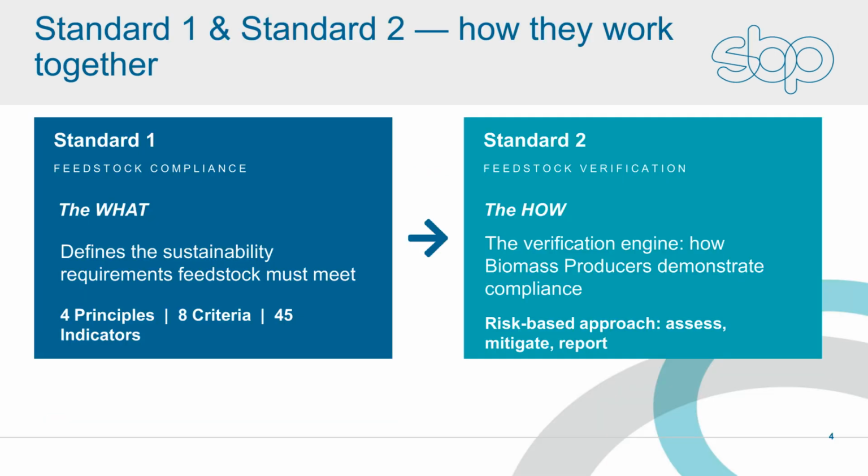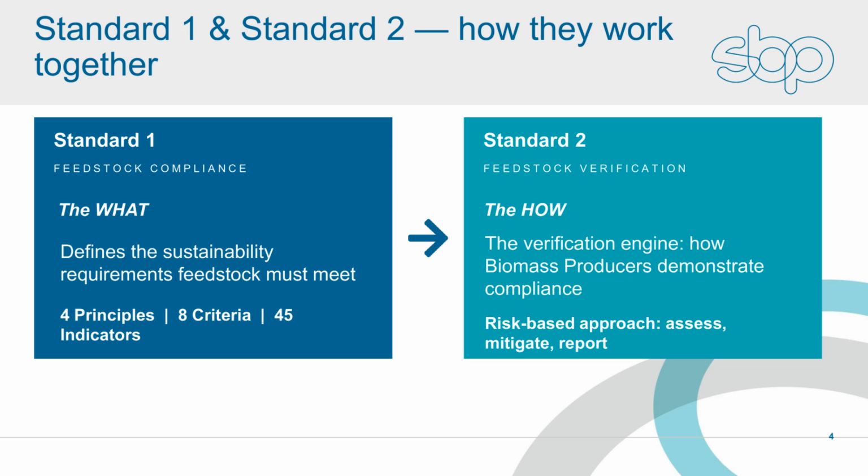Before we go any further, let us put the two standards side by side so the relationship is clear. Standard 1 defines the sustainability bar that feedstock must clear. It sets out 4 principles, 8 criteria, and 45 indicators covering legality, biodiversity, environmental protection, climate, carbon, sourcing, social and community impacts. Standard 1 answers the question, what does sustainable feedstock look like?